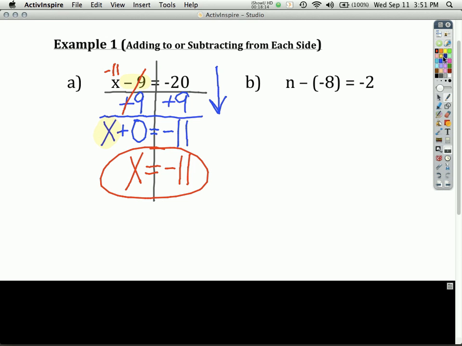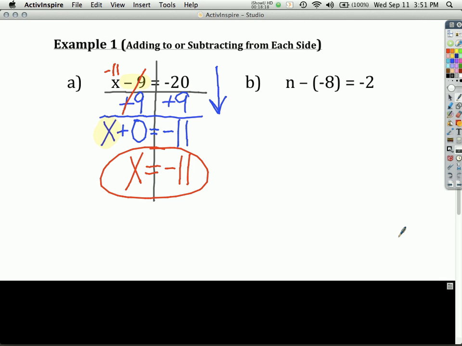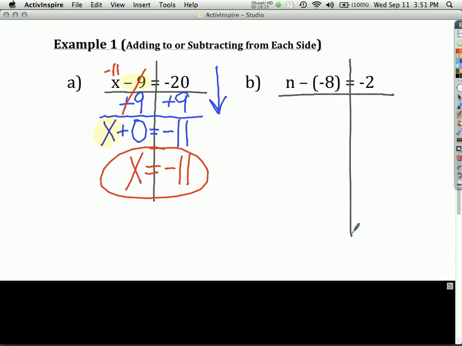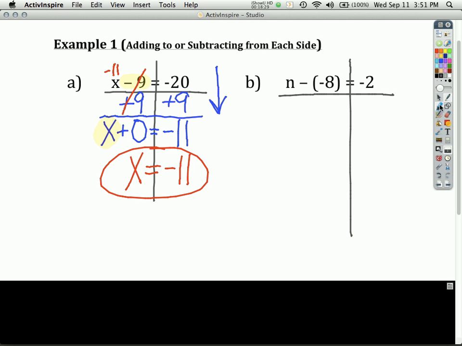Part B. N minus negative 8 equals negative 2. First, we start out by drawing our t. So now I gave away the first one.